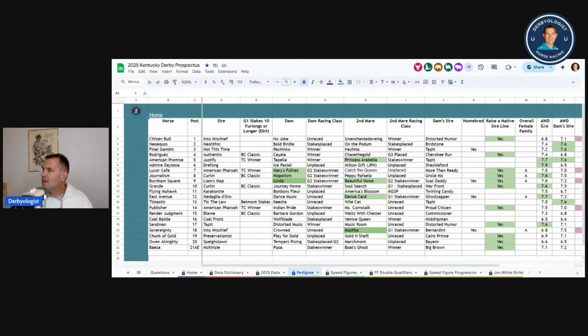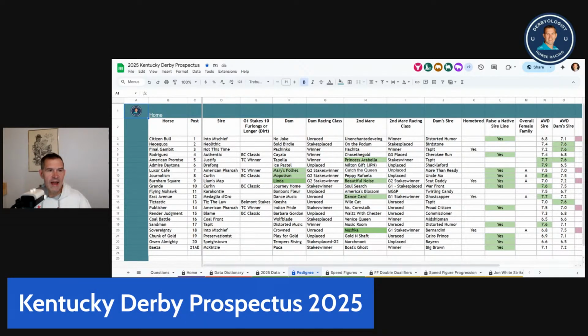Then I have the sire average winning distance, anything over 7.5 furlongs. Remember, there's 8 furlongs in a mile, and the progeny gets a lot of holes nowadays. So you want to have a higher average winning distance from the sire side. And then the broodmare sire side, you want to have that over 7.5 as well.